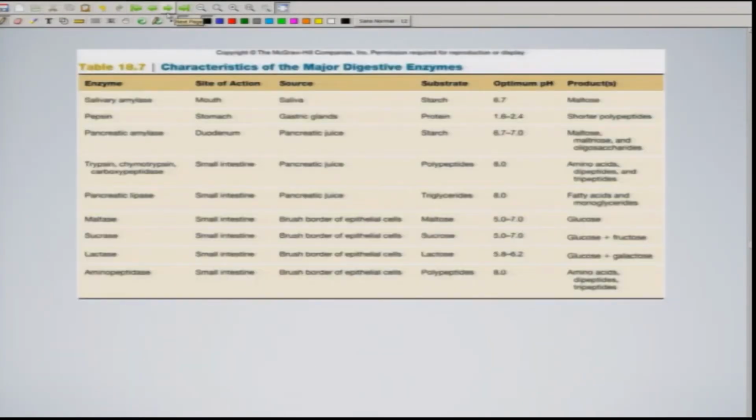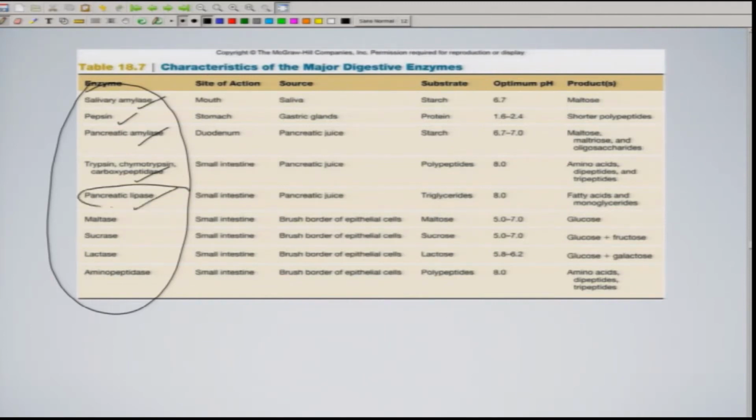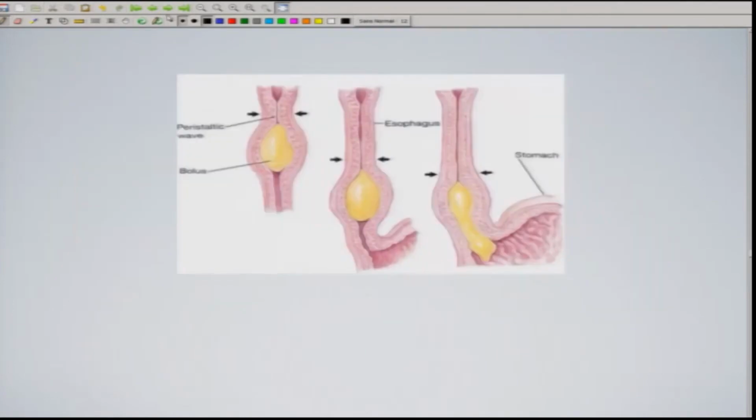Now if you look at all the digestive enzymes involved, here is a compact list prepared for you: salivary amylase, pepsin, pancreatic amylase, trypsin, chymotrypsin, carboxypeptidase, pancreatic lipase. Then maltase, sucrase and lactase, which break down sugars, and aminopeptidase, which takes care of the amino acids. Okay, from here let's move on to the next slide.